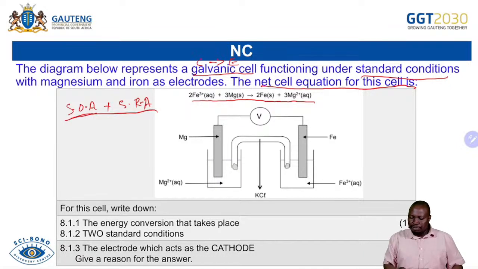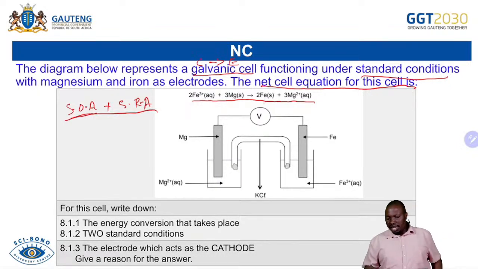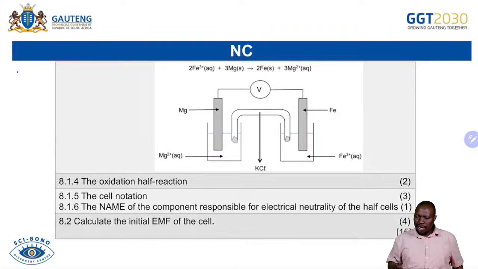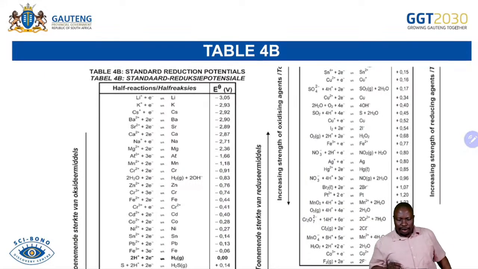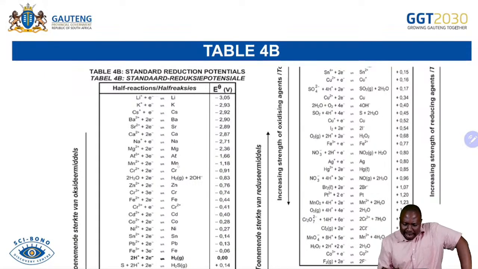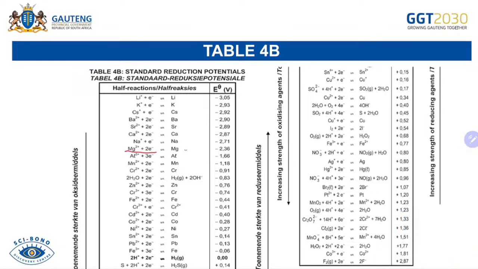So this is between magnesium and iron. And if you were to move to the table quickly and look for magnesium, you will see that magnesium is at the top there. That is your magnesium there. So meaning that magnesium is a stronger reducing agent. We're comparing it with iron.